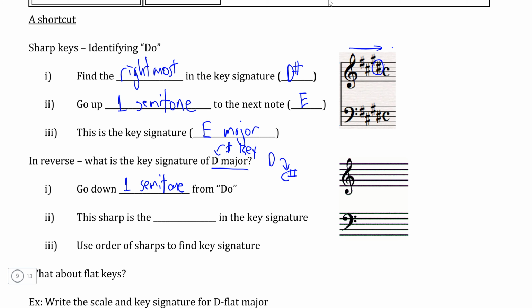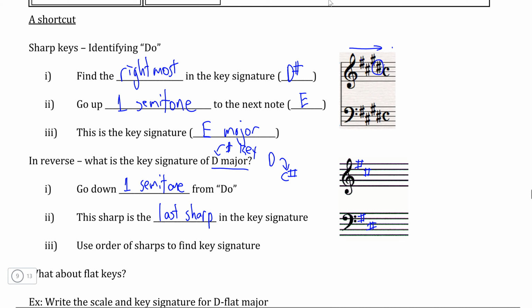Based on this shortcut that we've seen previously, C sharp must be the last sharp in the key signature of D major. And since we know the order of sharps is Father Charles goes down and ends battle, that must mean that D major has two sharps, which are F sharp and C sharp, or if we were in the bass clef, F sharp and C sharp, just like this.